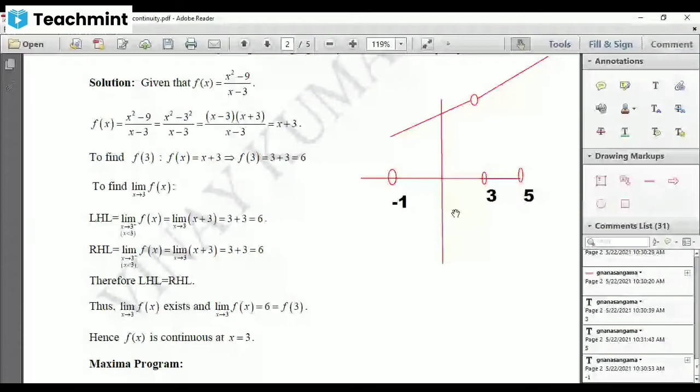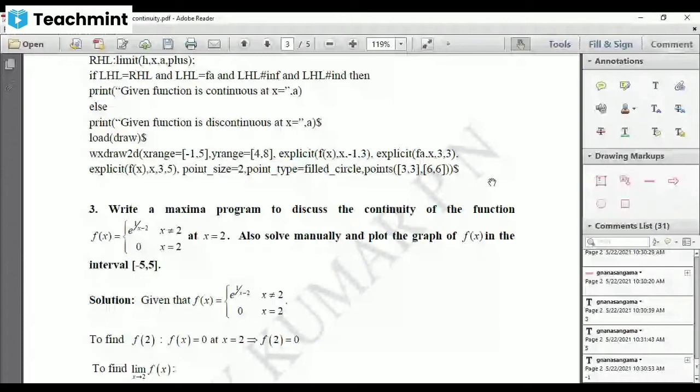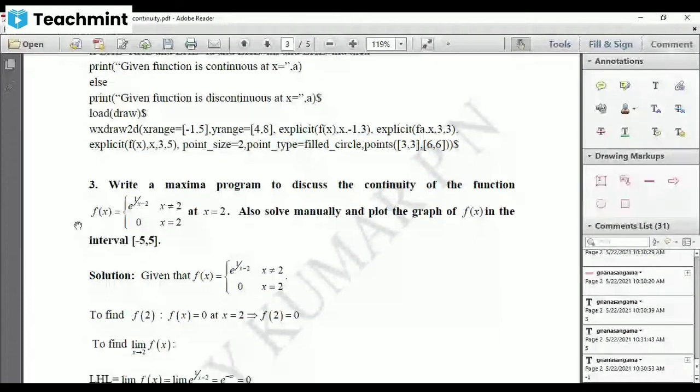So that is how we have to write the program. Now let's see another example. Write a Maxima program to discuss the continuity of the function f of x equal to e to the power of 1 by x minus 2 when x is not equal to 2, and 0 when x equal to 2, at x equal to 2.